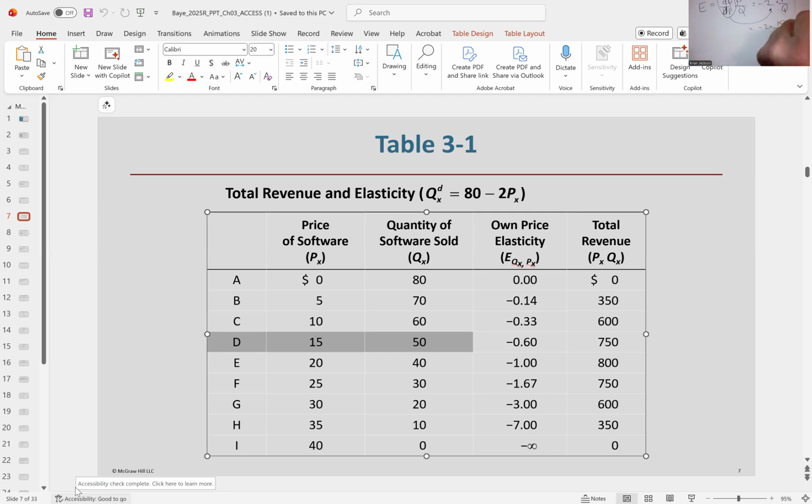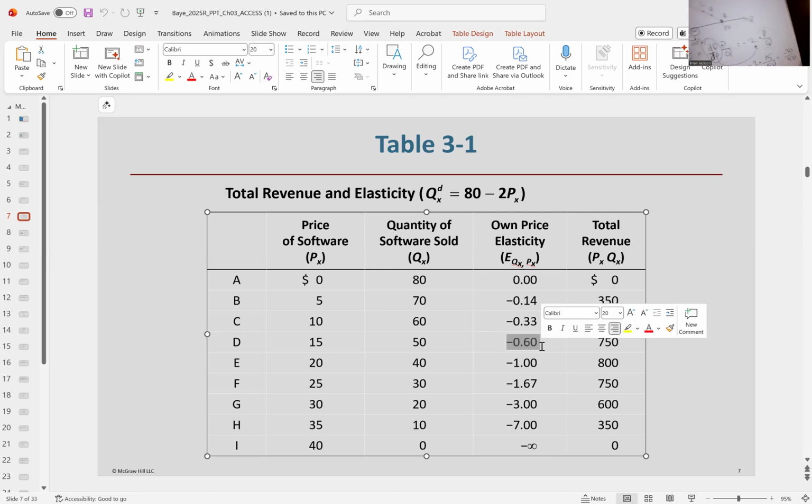This is a negative 30 over 50. What's that? That is a negative 0.60. Okay, a negative 0.60. So look here at what's in the table. Right over here, you'll see that value given in the table. So we're just using this formula here.